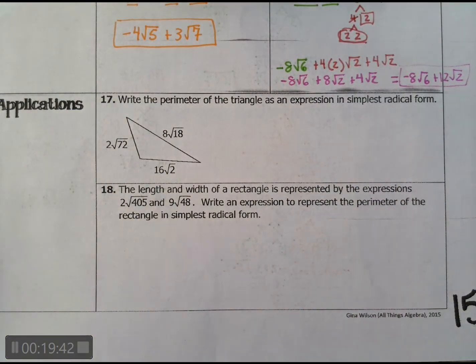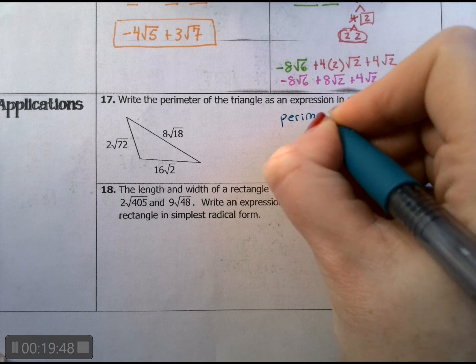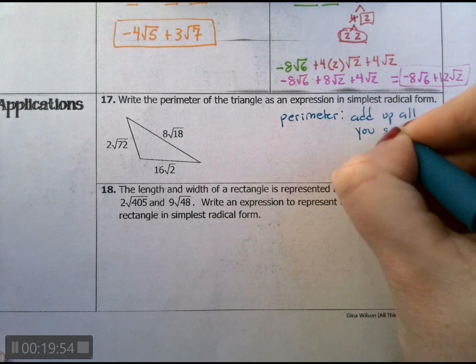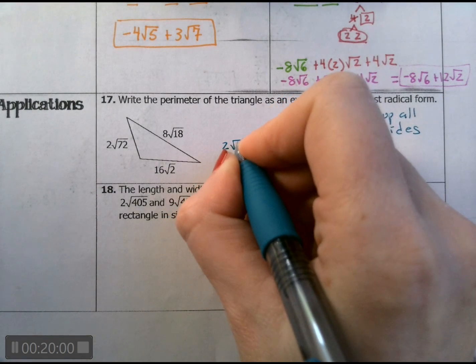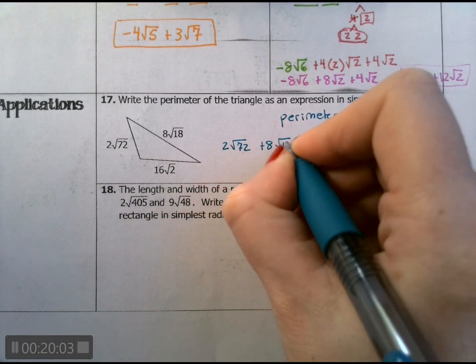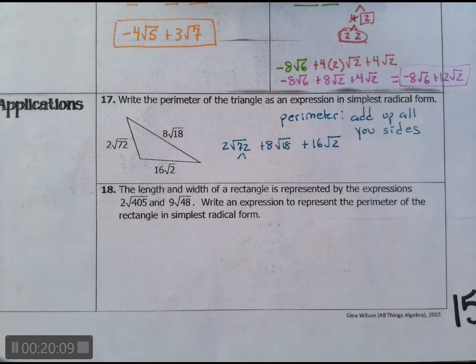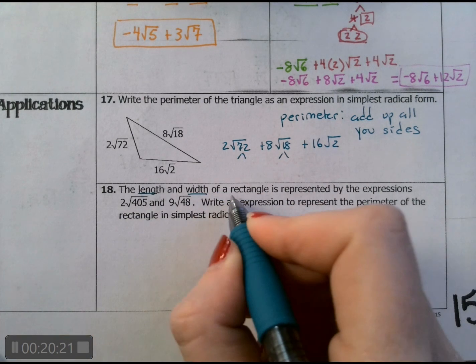Now, just really quick, if you want a challenge problem, for 17, I will give you a hint. Perimeter means to add up all your sides. Okay, so that just means that you would be adding 2 square root 72 plus 8 square root 18 and plus 16 square root 2. So you are going to have to simplify the square root 72 and the square root 18 and then combine your like terms.